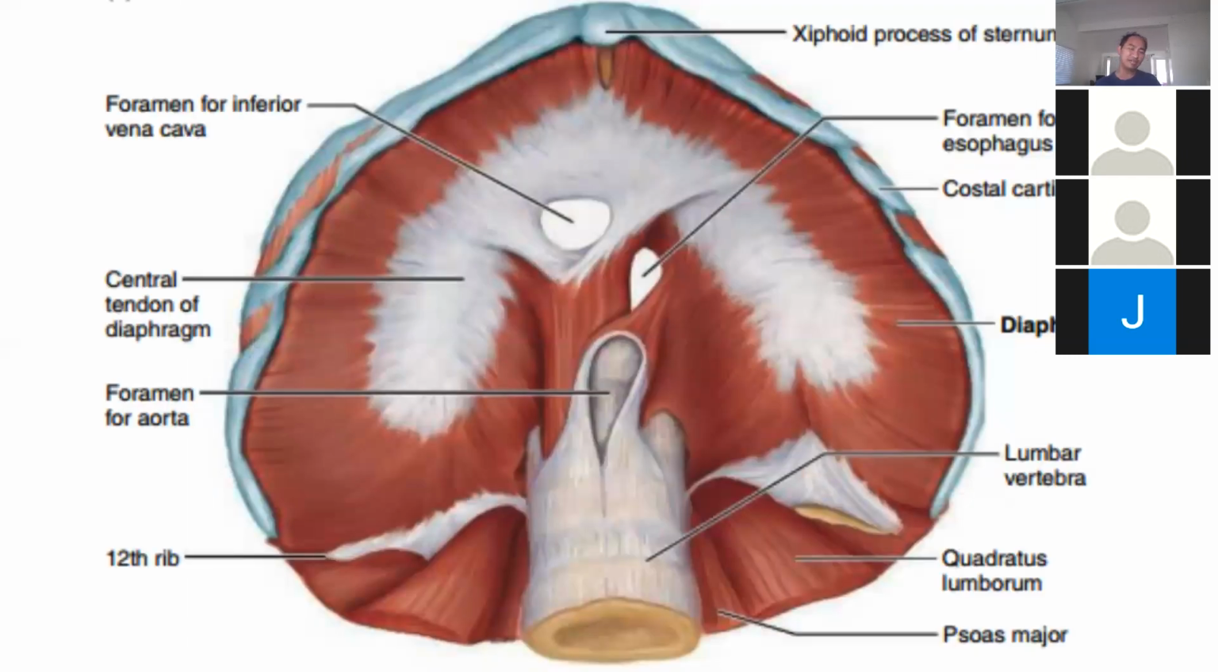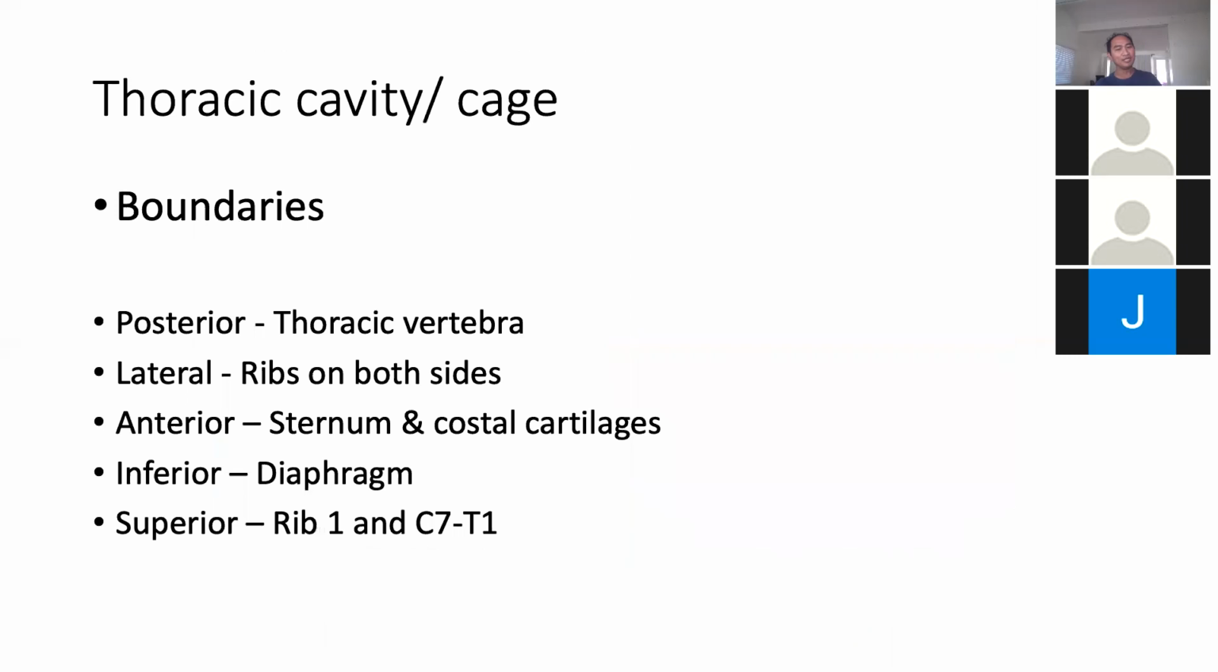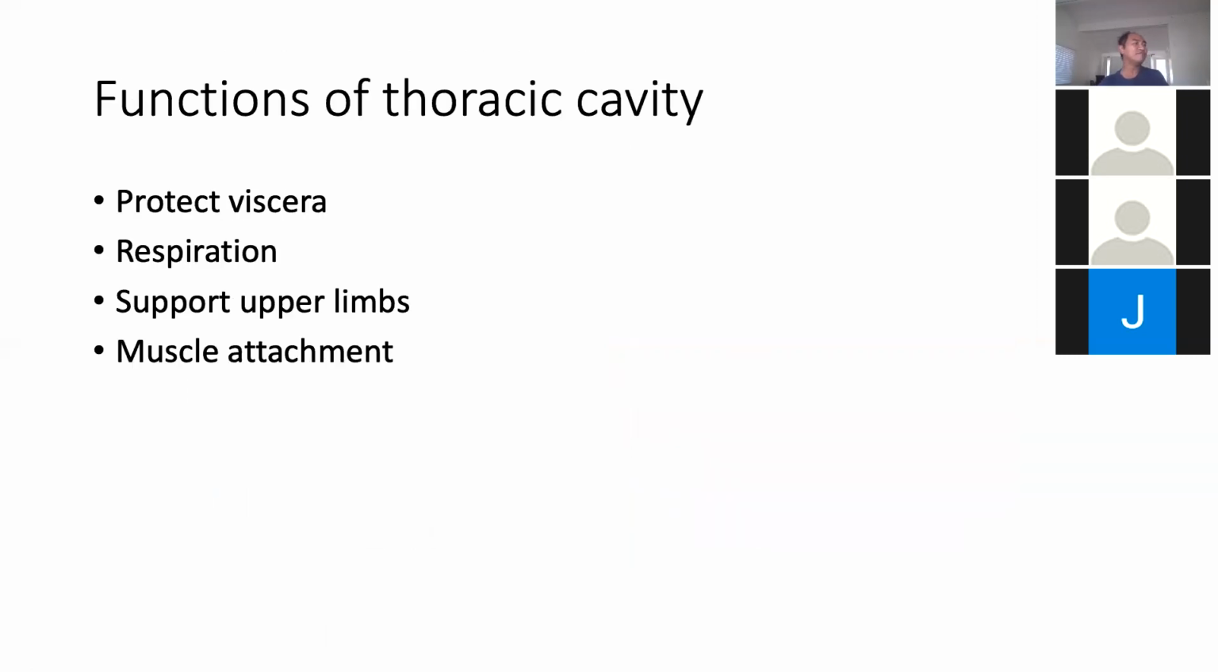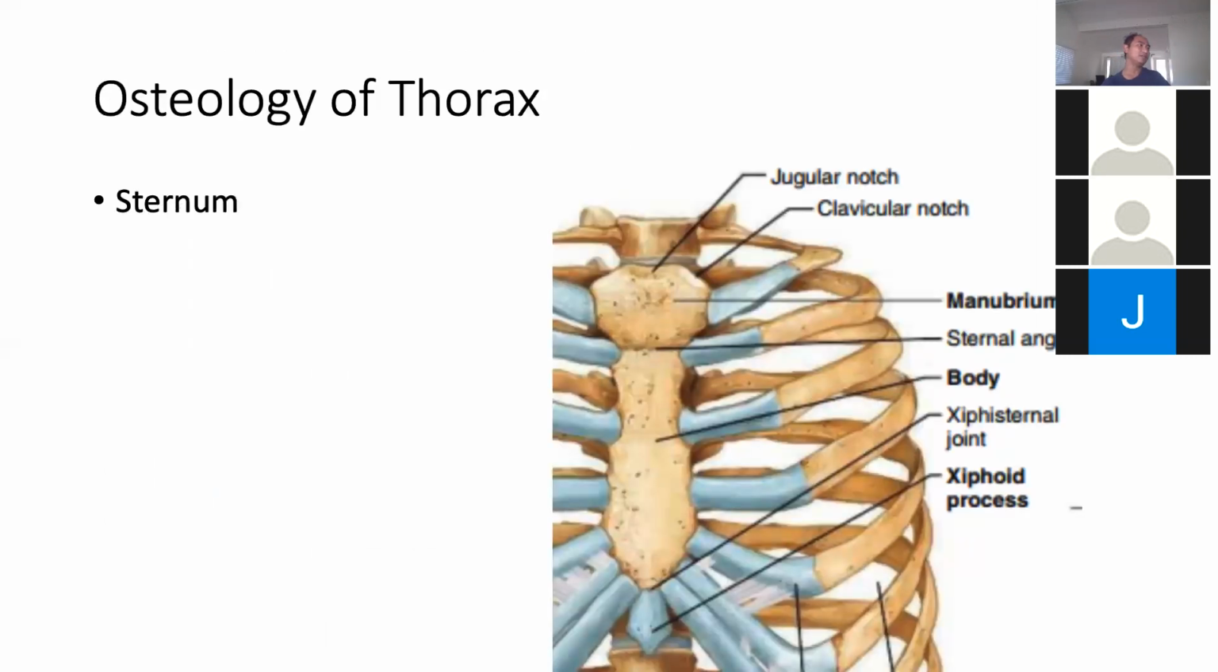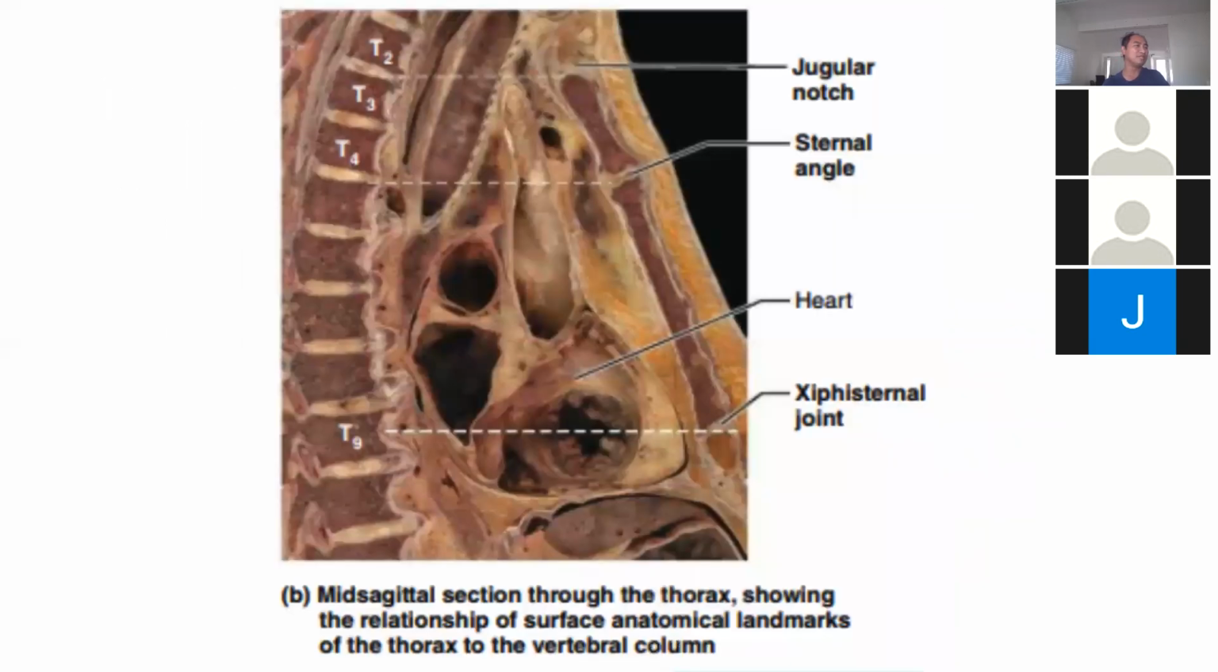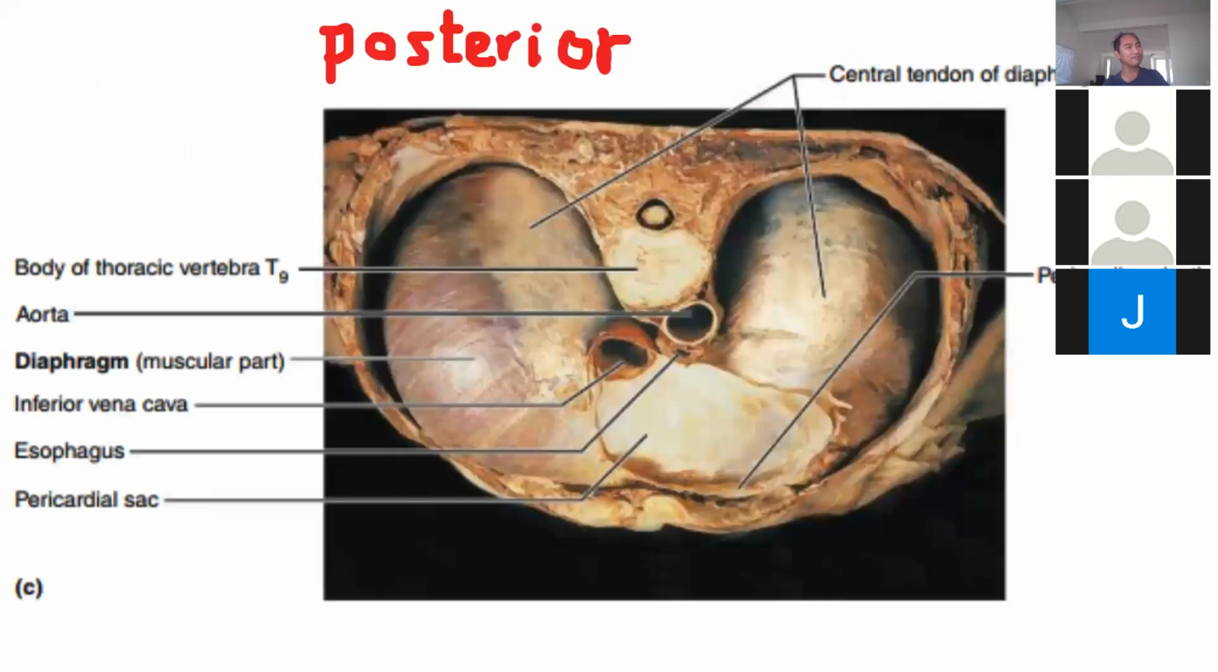So this is the diaphragm. I'm not going to waste time on that. And the thoracic cavity, we have talked about the boundaries of the thoracic cavity. I believe everyone is easy with that. And the function of the thoracic cavity is not rocket science. It's for protection, for respiration, for support of the upper limb, and for muscle attachment. So this is a pretty easy topic. Osteology of the thorax, we have talked about that already. And the mediastinum and diaphragm keep coming in.